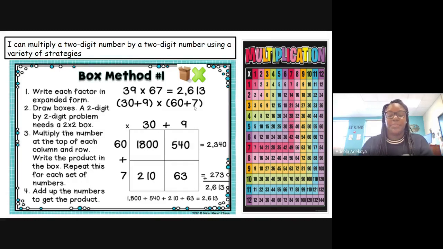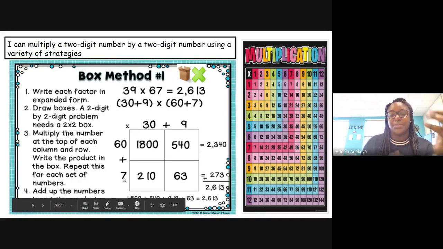Now, when I look at the expanded form, the number of digits that I want to multiply by will tell me the number of boxes. With 39, there are two digits, which means I need two boxes. With 67, there are two digits, so I need two boxes as well. So two boxes going across and two boxes going down.